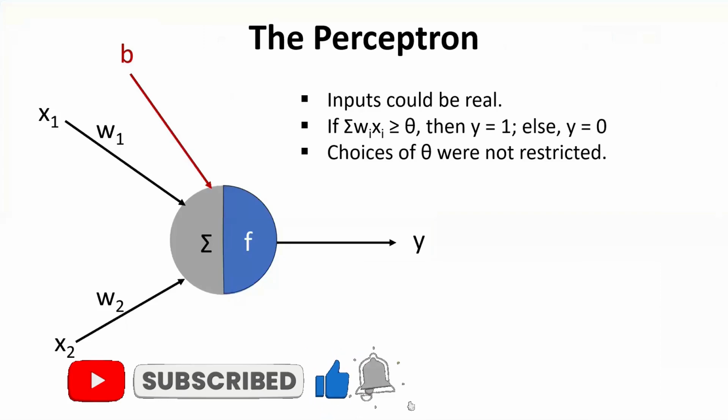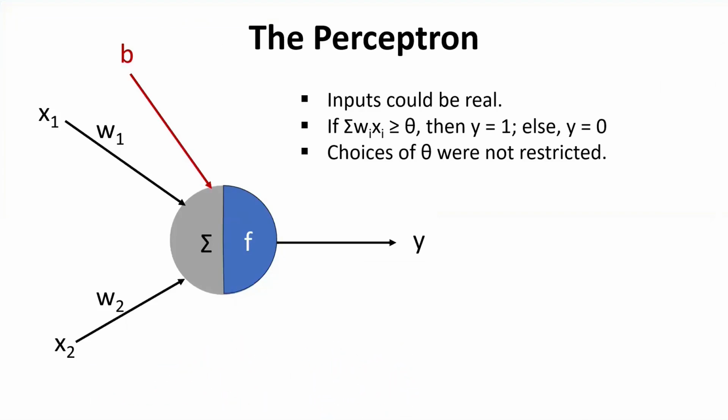Now let's talk about the perceptron. Just to refresh the understanding, perceptrons could take real inputs, and we also introduced the concept of weights here. So the expression here is wi xi added up should be greater than or equal to theta. Then it will be 1, otherwise it will be 0. And of course, as a result of these xi's being free to attain real values, and these weights also as some real values, the choices of theta were no longer restricted.